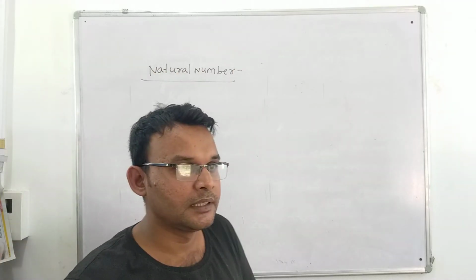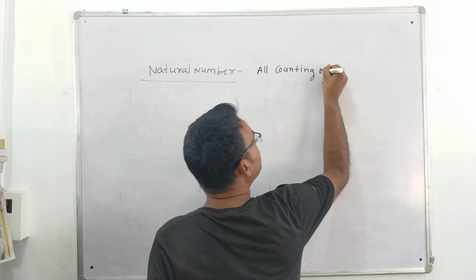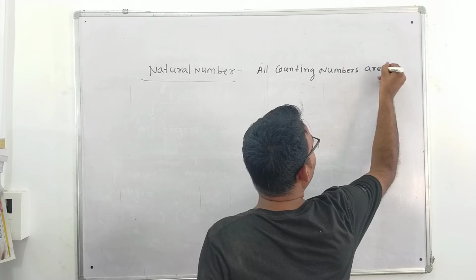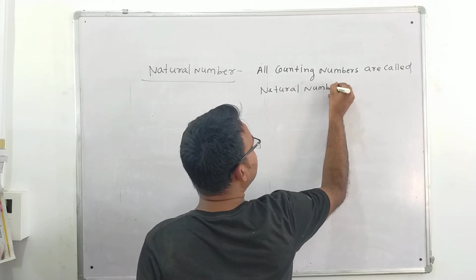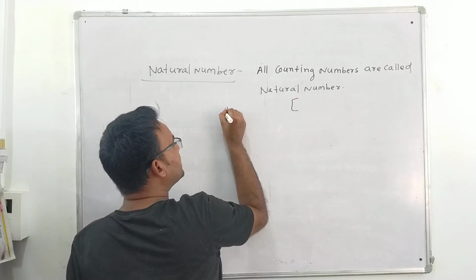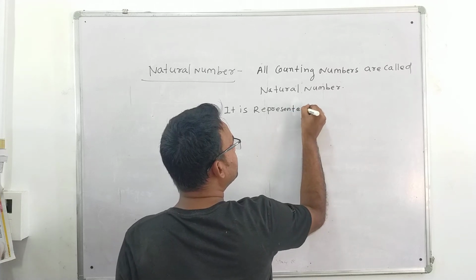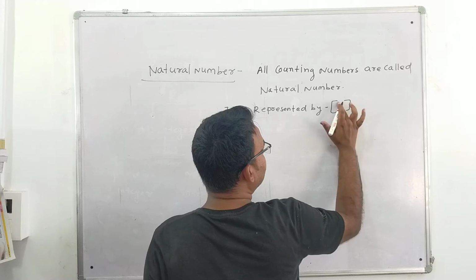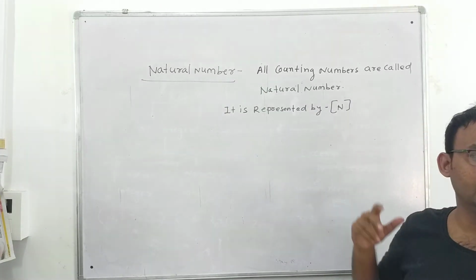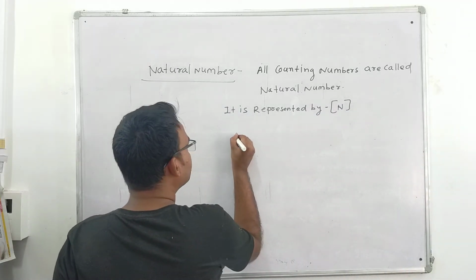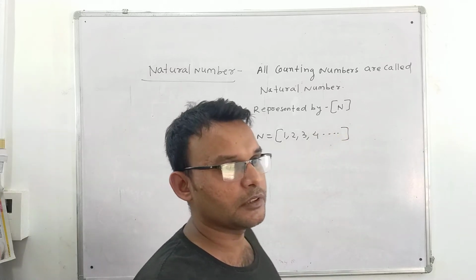Now, what is a natural number? All counting numbers are called natural numbers, and it is represented by the letter N. For example, N equals 1, 2, 3, 4. These are the examples of natural numbers.